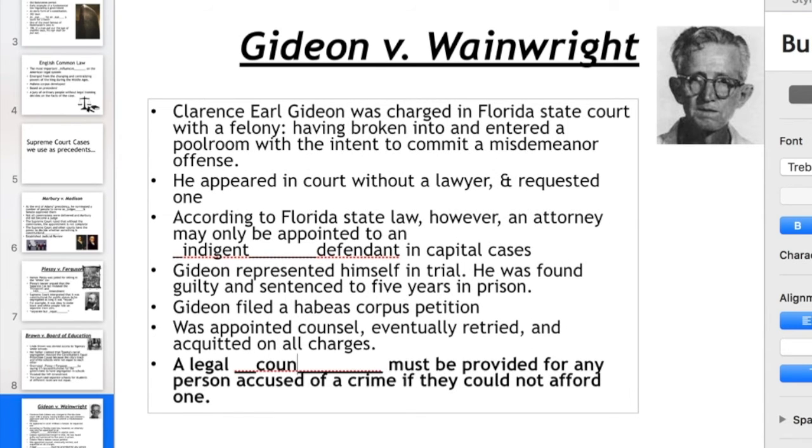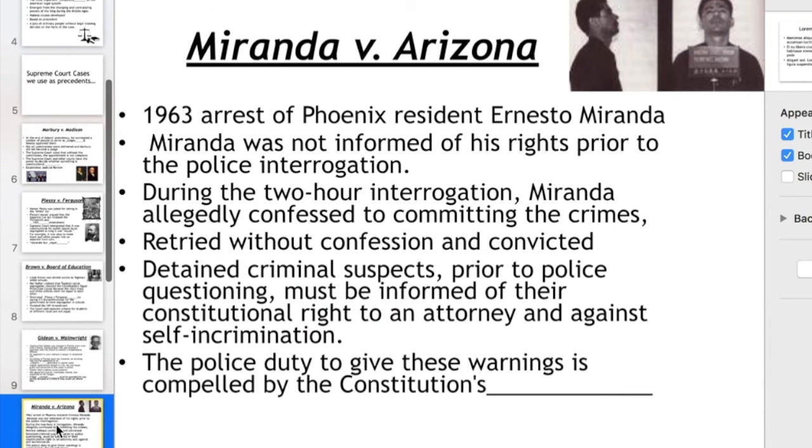So a legal counsel must be provided for any person accused of a crime, even if they cannot afford one. Okay, so because of this case, all people must be provided a counsel if they cannot afford one.